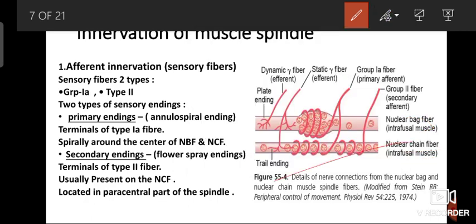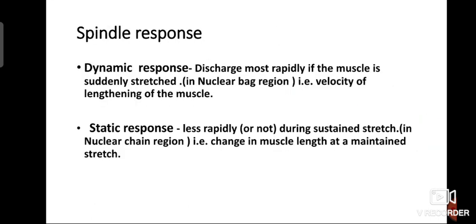Okay, now the spindle response. What is the spindle response? There are two types of spindle response: dynamic response and static response. Dynamic response discharges most rapidly if the muscle is suddenly stretched, in the nuclear bag region. An example is the velocity of lengthening of the muscle. Static response is less rapid or absent during sustained stretch, in the nuclear chain fiber. An example is the change in muscle length at a maintained stretch.